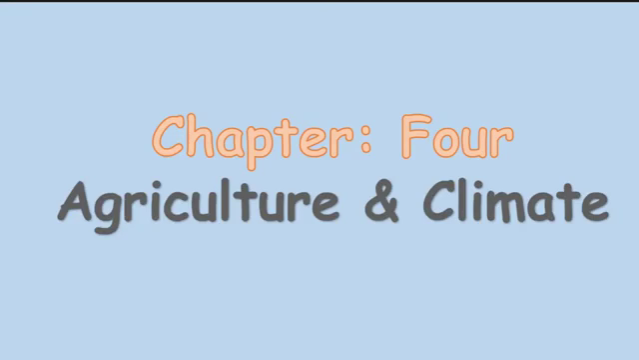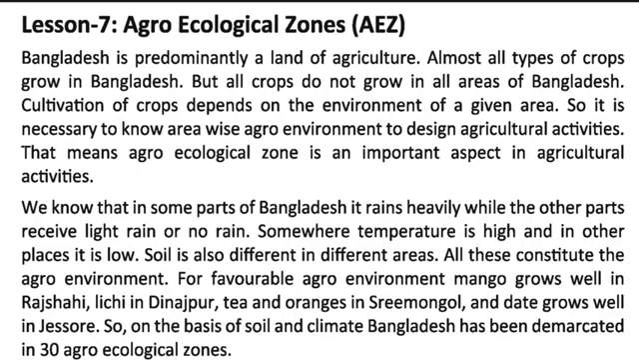Today I am going to discuss Chapter 4, Agriculture and Climate. Lesson 7, Agroecological Zone, AEZ. Bangladesh is predominantly a land of agriculture. Bangladesh is mainly an agricultural country.